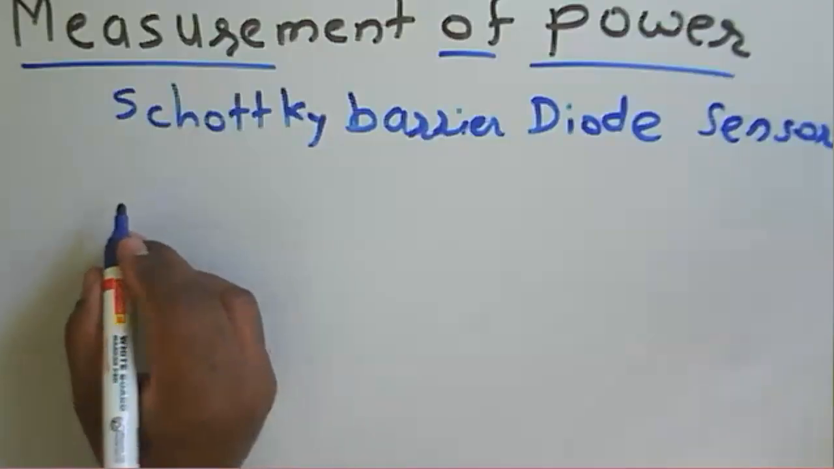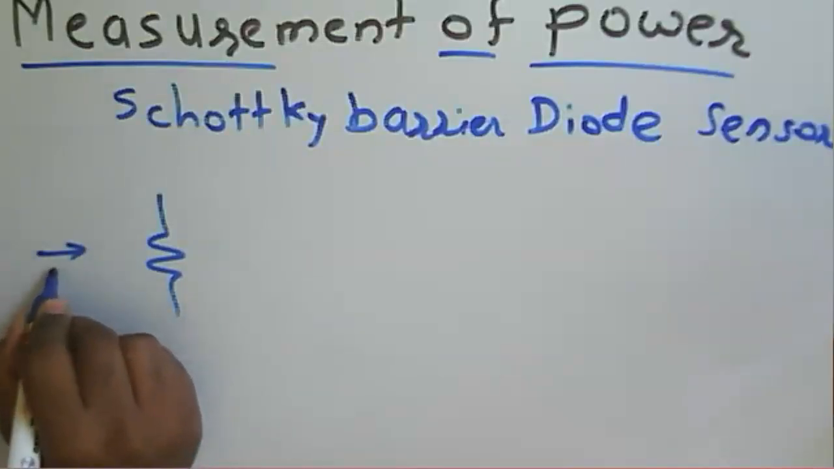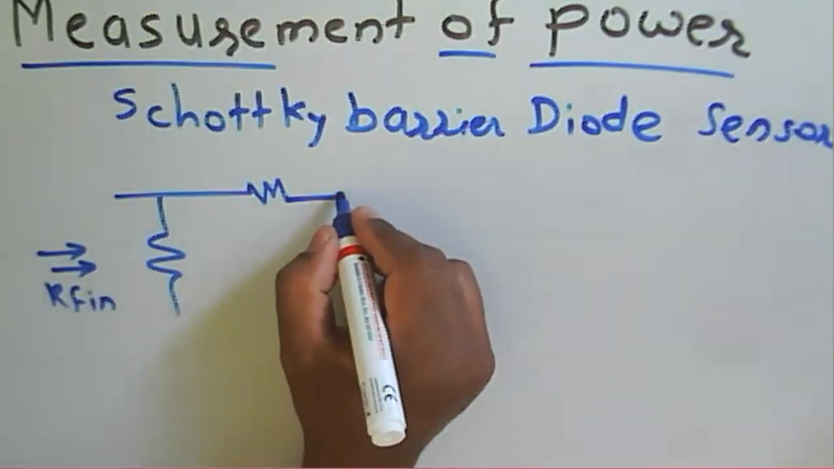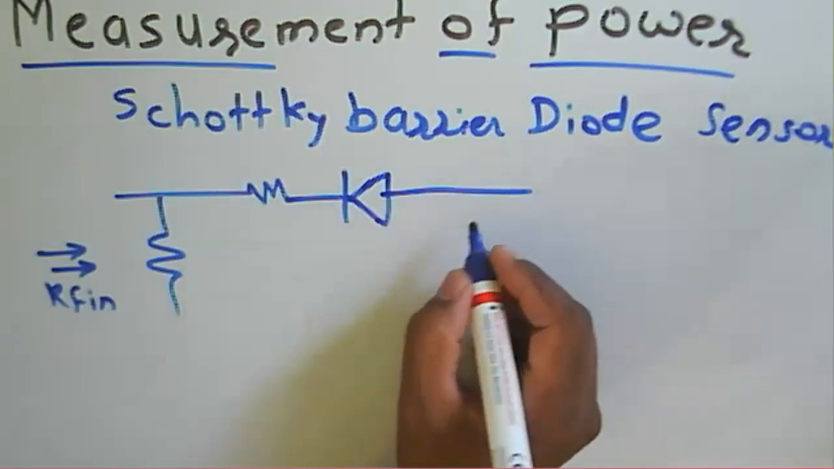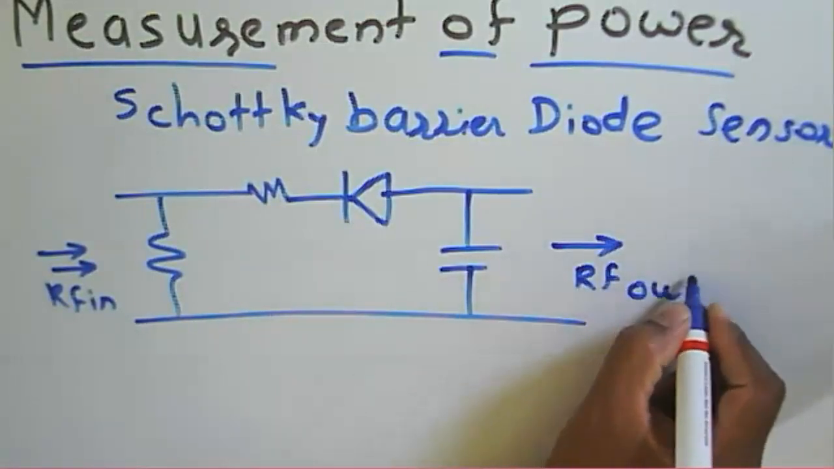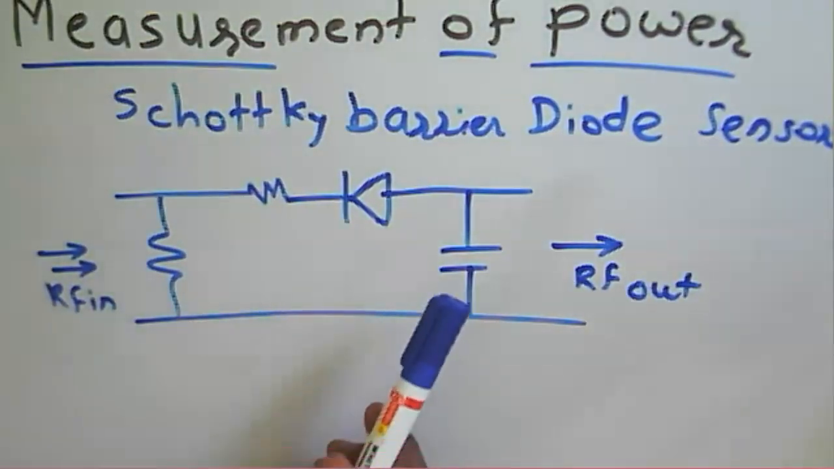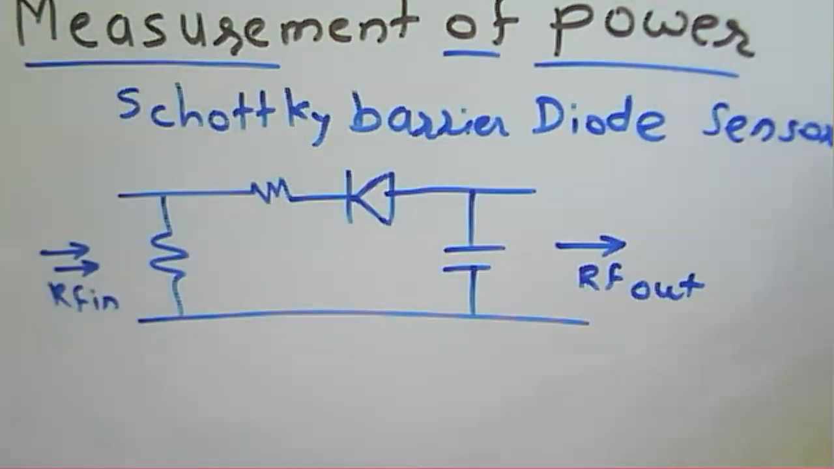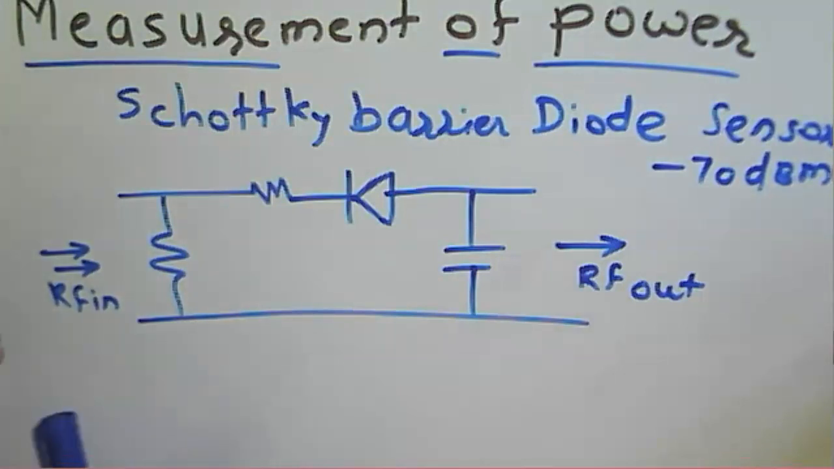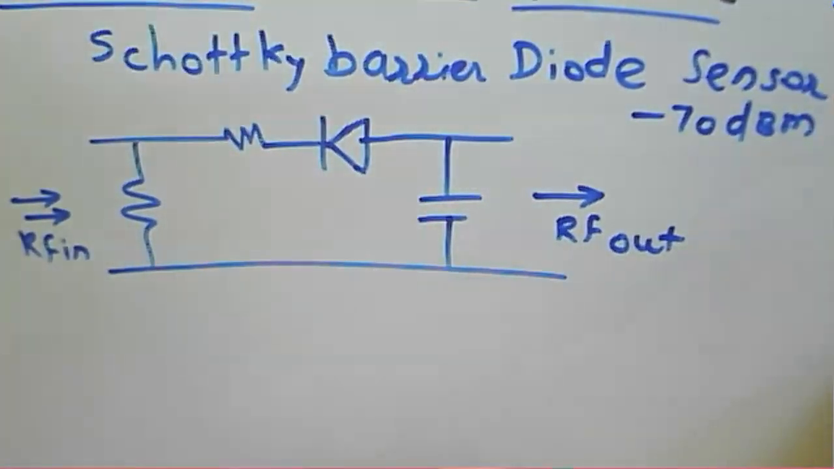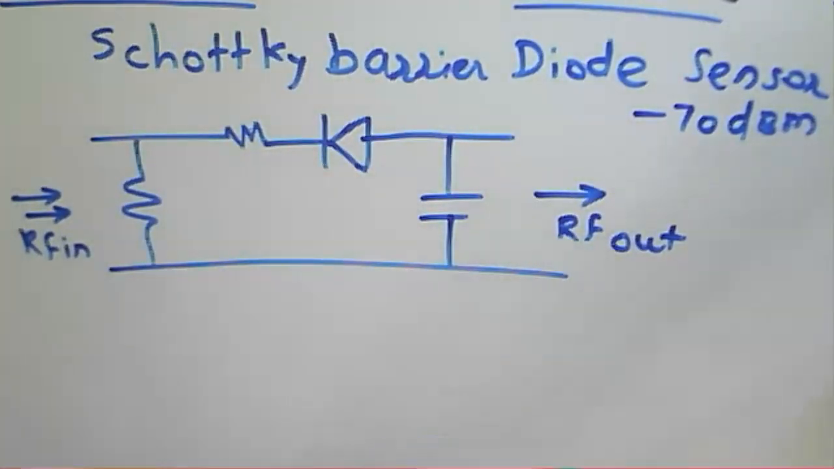Now in this Schottky barrier sensor, we apply the RF signal to the sensor. This is the RF in, this is a circuit, and this is the Schottky barrier diode, and this is the RF out. This sensor is used to measure low microwave power, as low as minus 70 dBm. What does dBm stand for? We take a ratio with respect to 1 milliwatt, so that we get the power in terms of dBm. Otherwise, if you multiply by 10 to the power 3, we get that ratio in terms of dB. So that is a logarithmic scale.